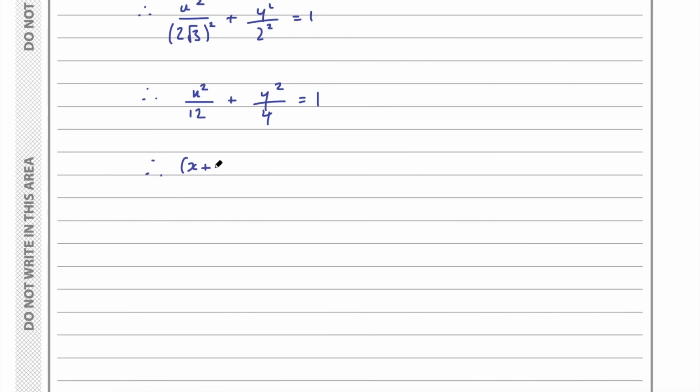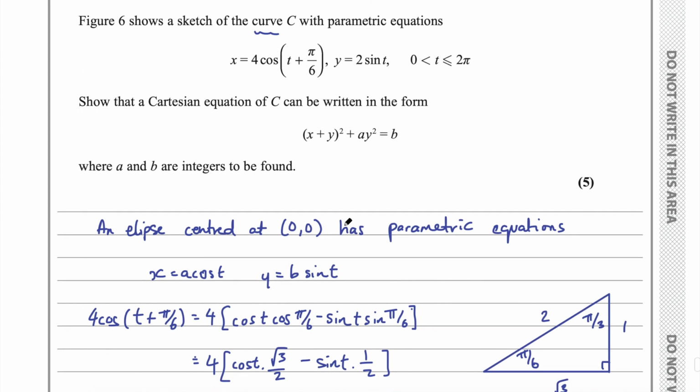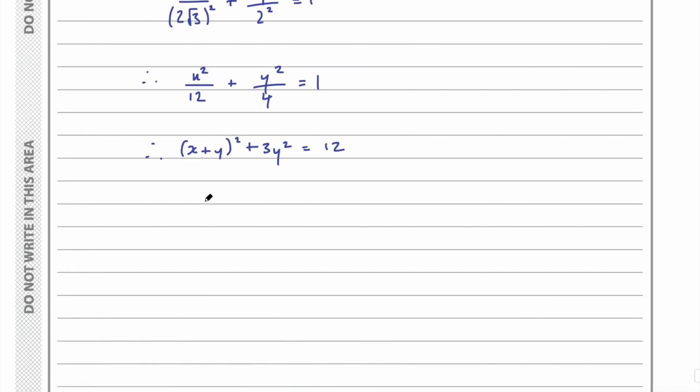Therefore, we'll have x plus y squared. And then multiply by 12. So if we multiply the first term by 12, we'll just be left with x plus y all squared. Multiply the second term by 12. 12 divided by 4 is 3. So we'll have plus 3y squared. And then this 1 times 12 will become 12. And then we have it in the form that we're looking for. x plus y squared plus 3y squared equals 12. And where a is 3 and b is 12. Okay, so we can just state that a equals 3, b equals 12.